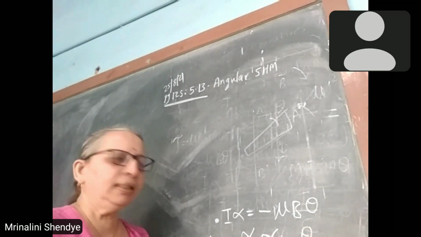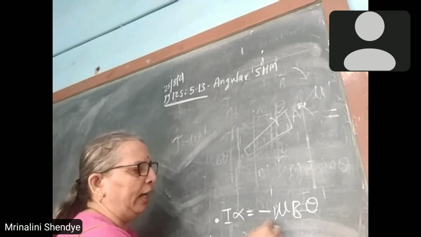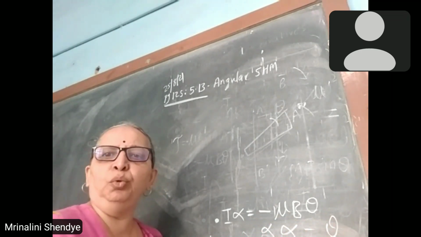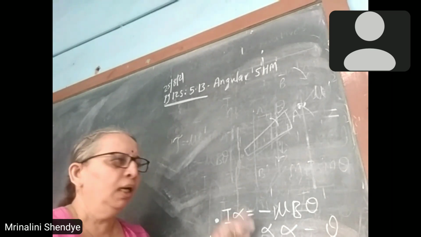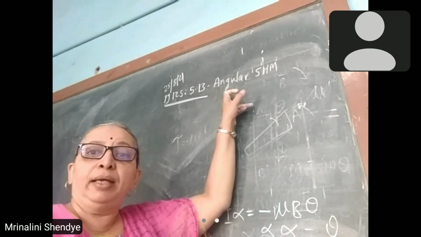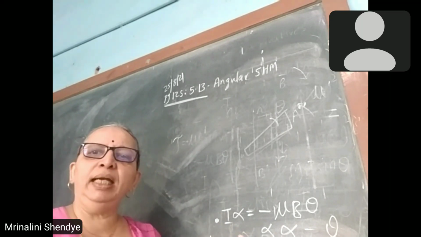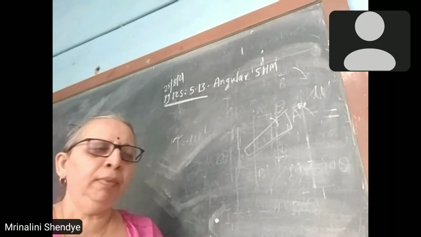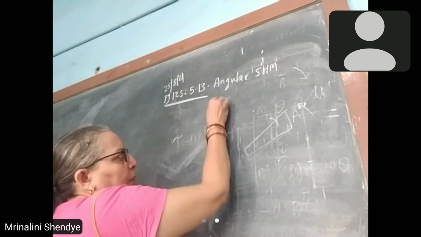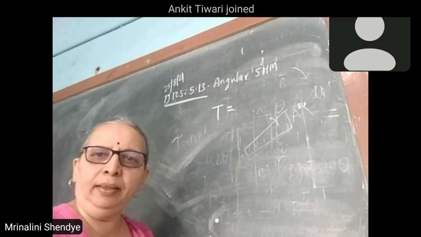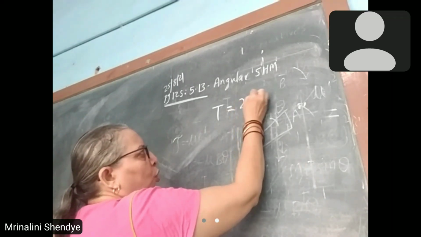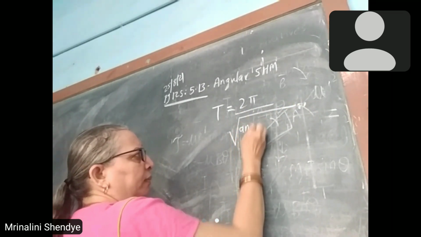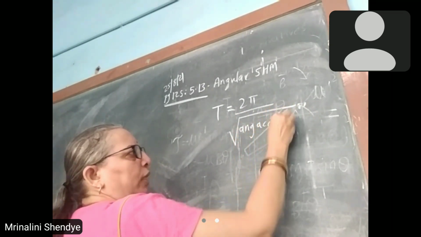So with I, mu, b constant, I could write alpha proportional to minus of theta. That is, acceleration produced is proportional to angular displacement and it is always directed opposite to angular displacement, which proves the motion of magnet is angular SHM. So this is its proof. Once you prove the motion to be angular SHM, you can find expression for periodic time of the magnet. General expression क्या था? 2 pi upon square root of angular displacement per unit displacement.